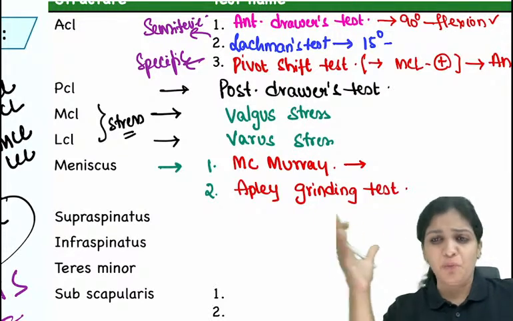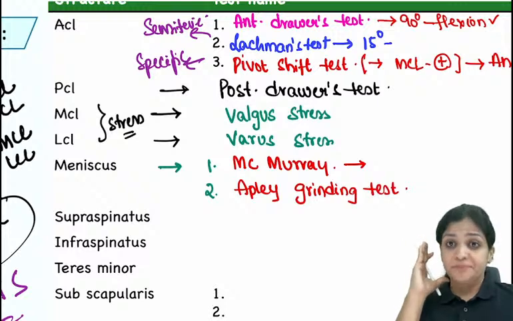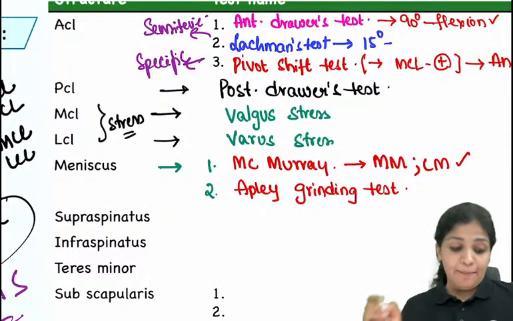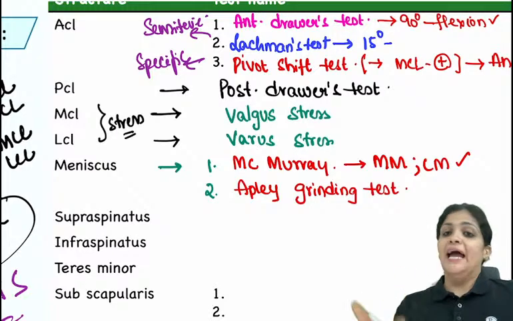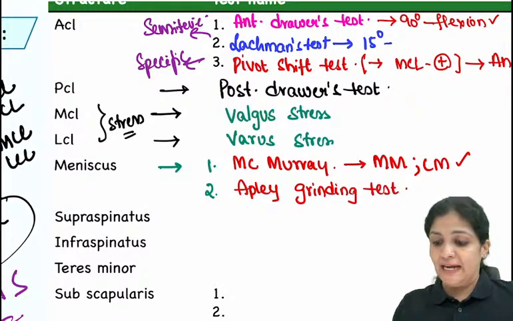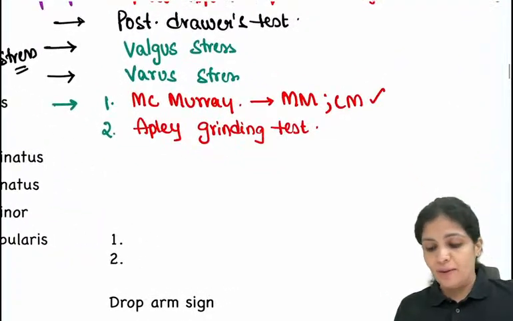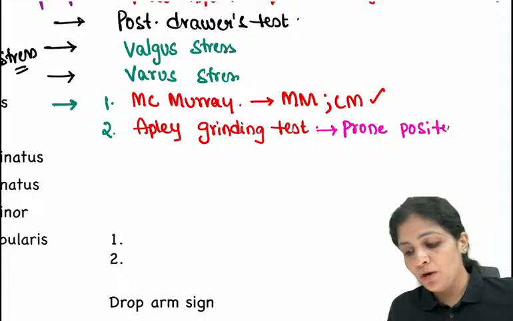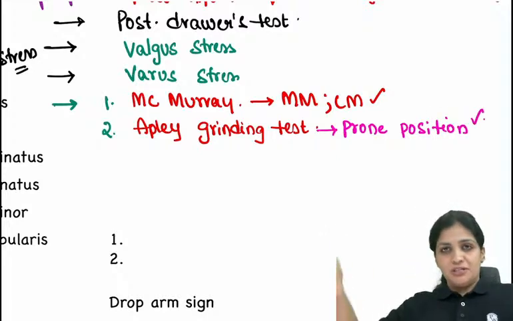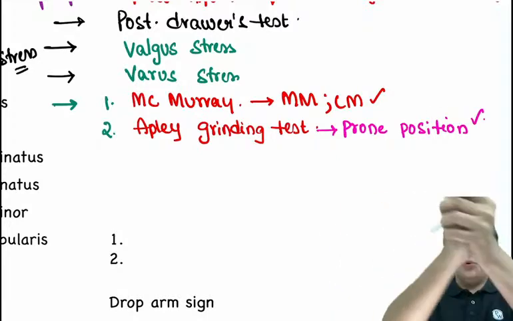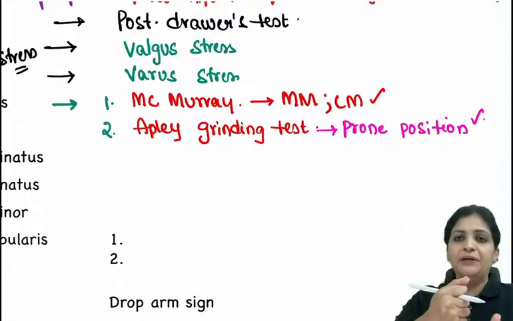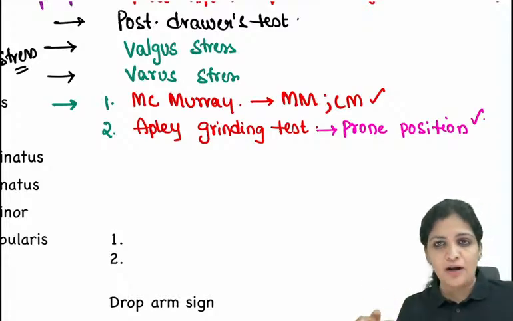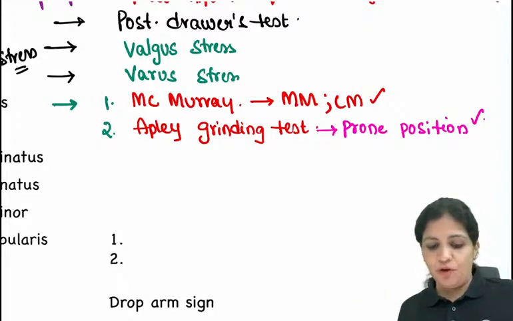Nothing of that sort is required at your level. Just remember that both medial meniscus and lateral meniscus damage can be identified by McMurray's, and again both can be identified by Apley's grinding test. What is the most important thing about Apley's grinding test? This is done in prone position. You put the patient in prone position, put vertical pressure on the limb, and then do medial rotation and lateral rotation. That is called Apley's grinding test for meniscus.